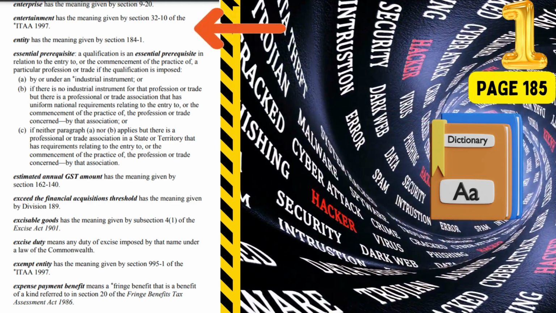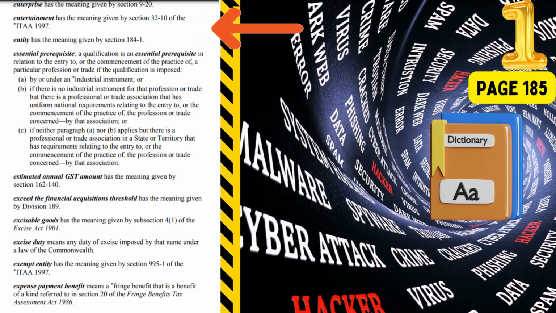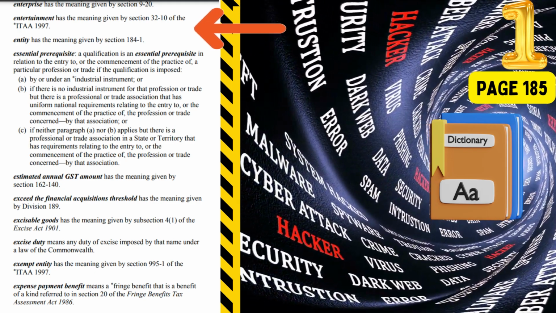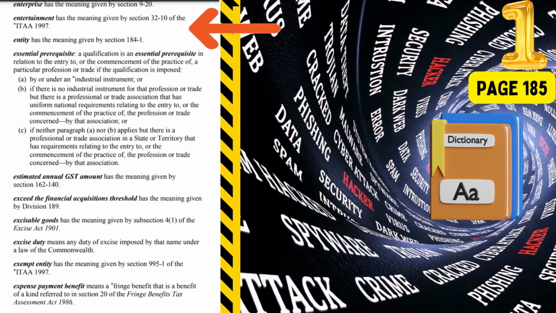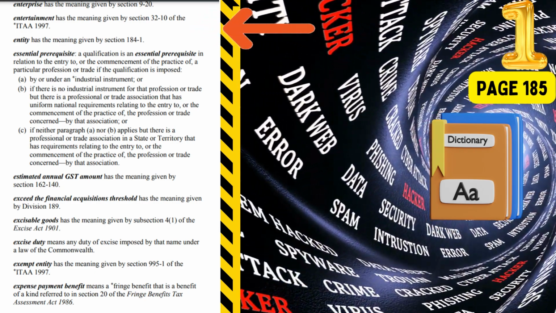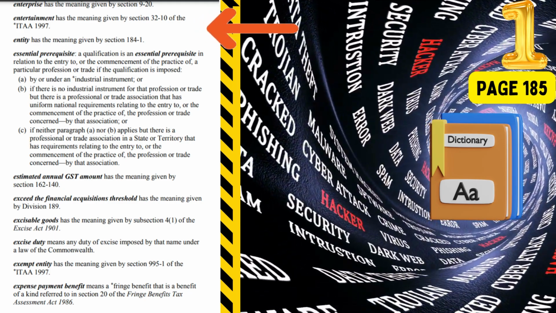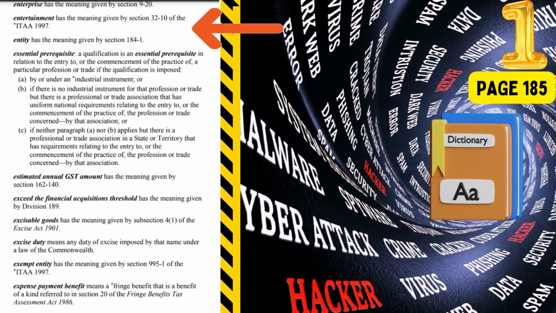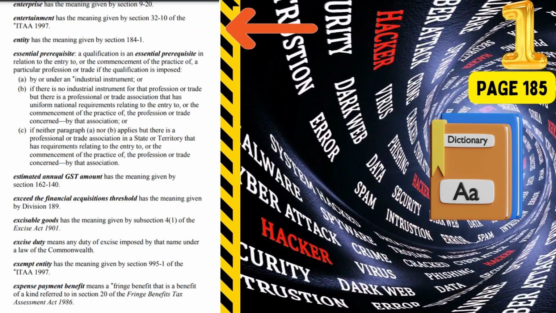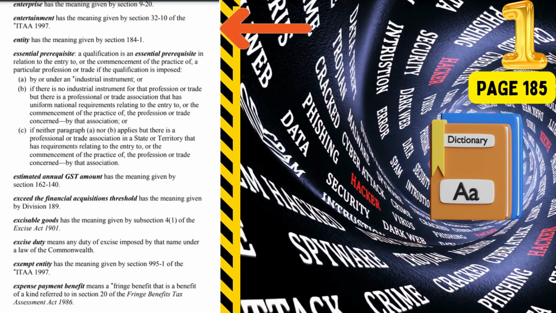Word number 1. Enterprise. 2. Entertainment. 3. Entity. 4. Essential prerequisite. 5. Estimated annual GST amount. 6. Exceed the financial acquisitions threshold. 7. Excisable goods. 8. Excise duty. 9. Exempt entity. 10. Expense payment benefit.